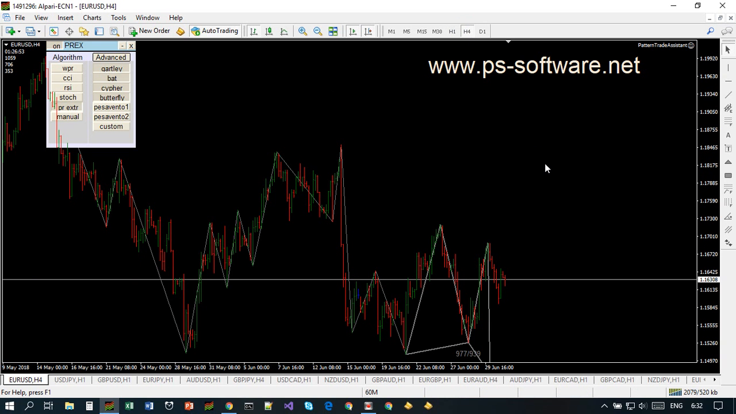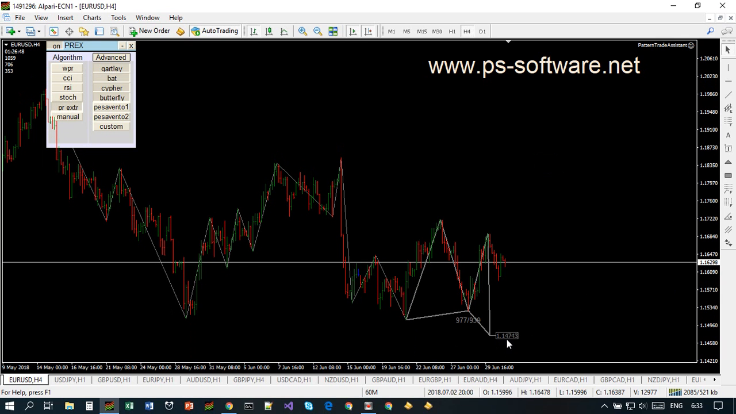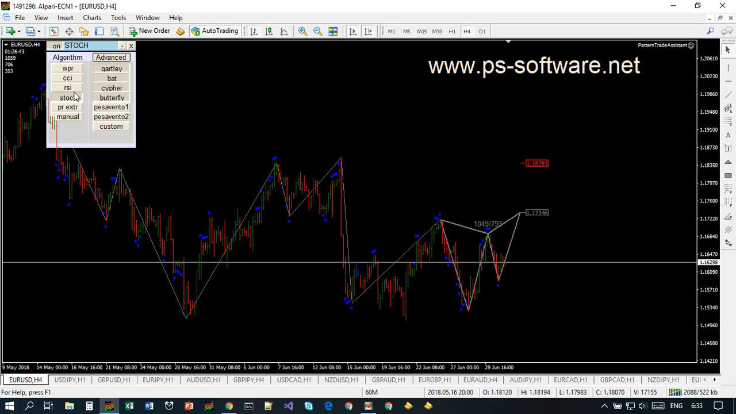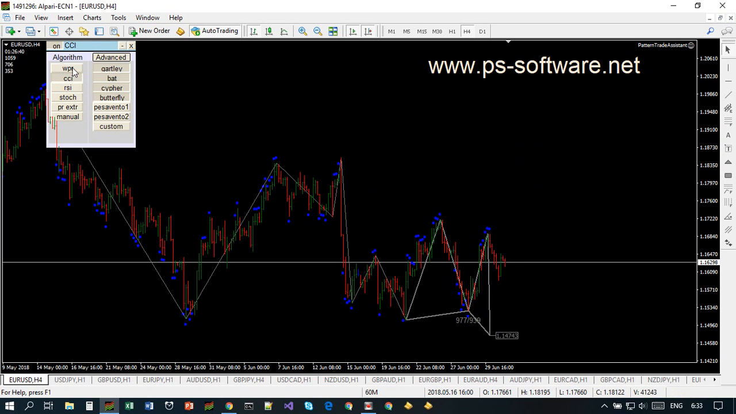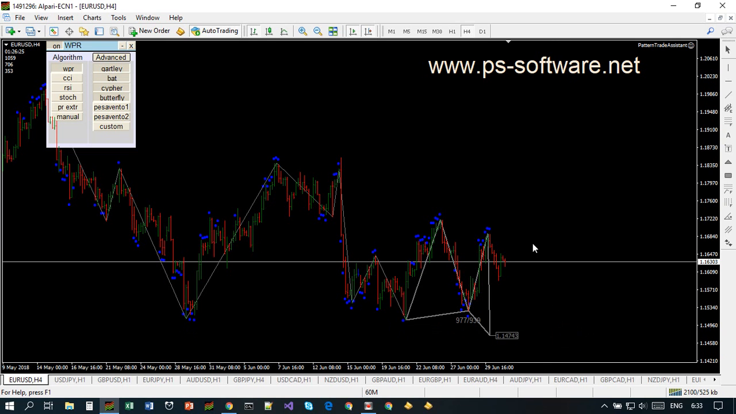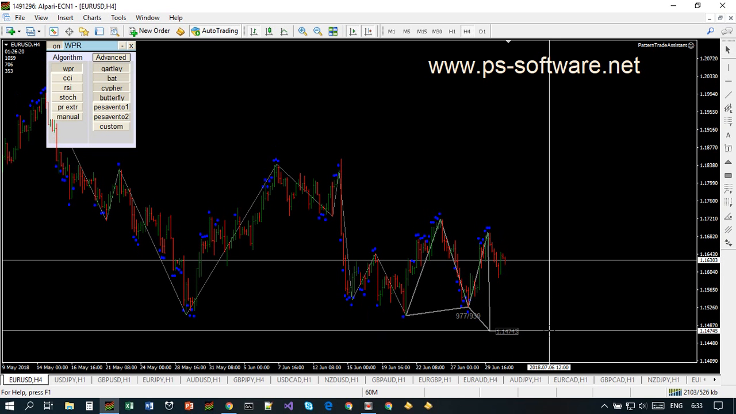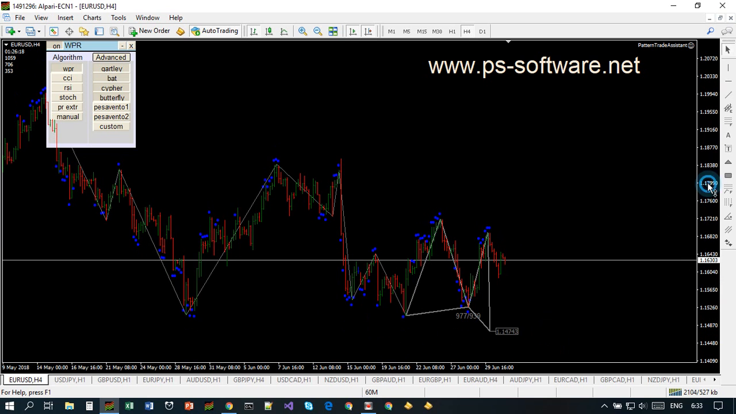For example, we have this butterfly advanced formation with a completion at 114.74. Let us switch to other algorithms, and you can see that it is seen by 3: price extreme, commodity channel index, and Williams percentage range. So it is seen by 3 of 5. If price goes to 114.74, then it may be a good buying opportunity here on 4-hour Euro-Dollar.